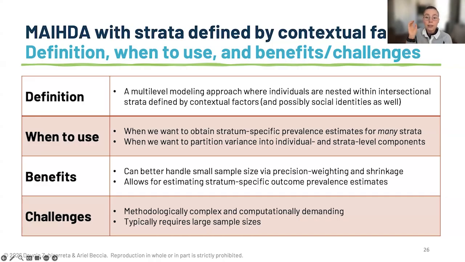So, for example, we could obtain the prevalence outcome for an intersectional group where that group is, for example, white cisgender women living in states with high levels of structural racism and high levels of structural sexism. And then we could obtain another group that is another intersection. For every single group, we can obtain those estimates, and it's a key benefit. And then there are two key challenges of this method. So the first is again, compared to single level analyses, it is methodologically complex and computationally demanding. And second, it typically requires large sample sizes.